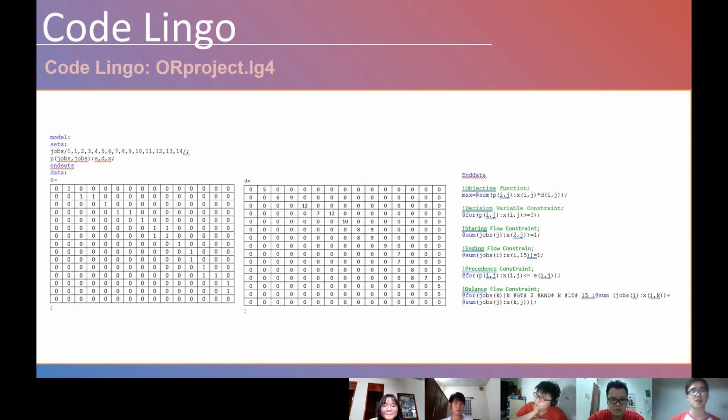However, since the analysis cannot work on the integer model, we change the constraint from binary to larger than or equal to 0 and smaller than or equal to 1. That's the end of our presentation. Thank you for listening.